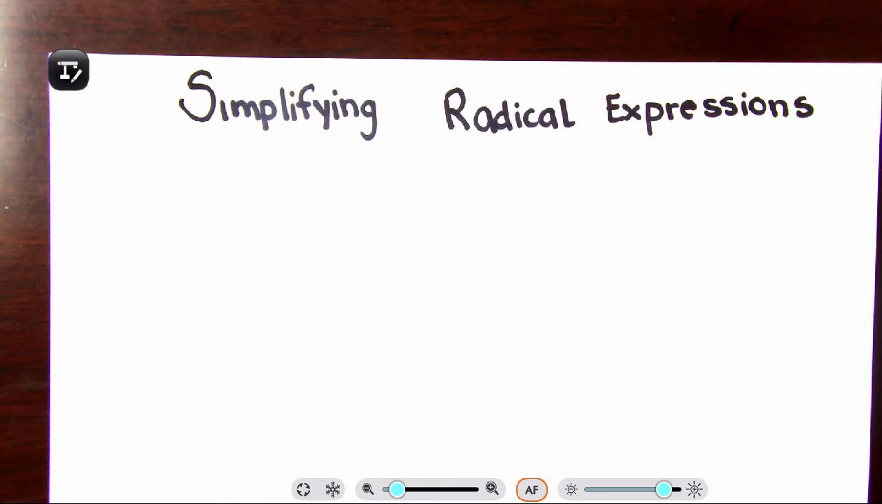When you see the word radical or hear the word radical, I want you to think about square roots, cube roots, fifth roots. So it's something that's going to have a root. An expression is something without an equals. So you're not actually solving for anything. There's no variable that you need to evaluate the value of. You're just simplifying the expression. All right, let's go ahead and get started.